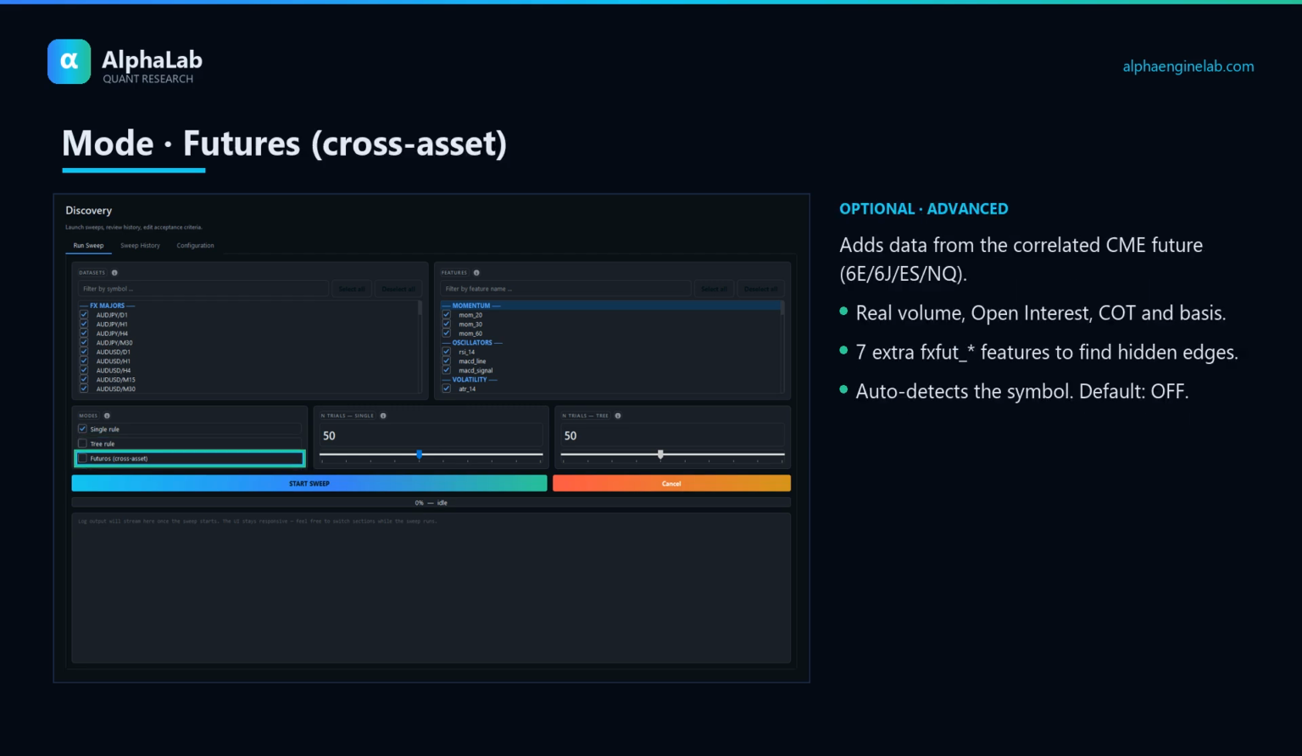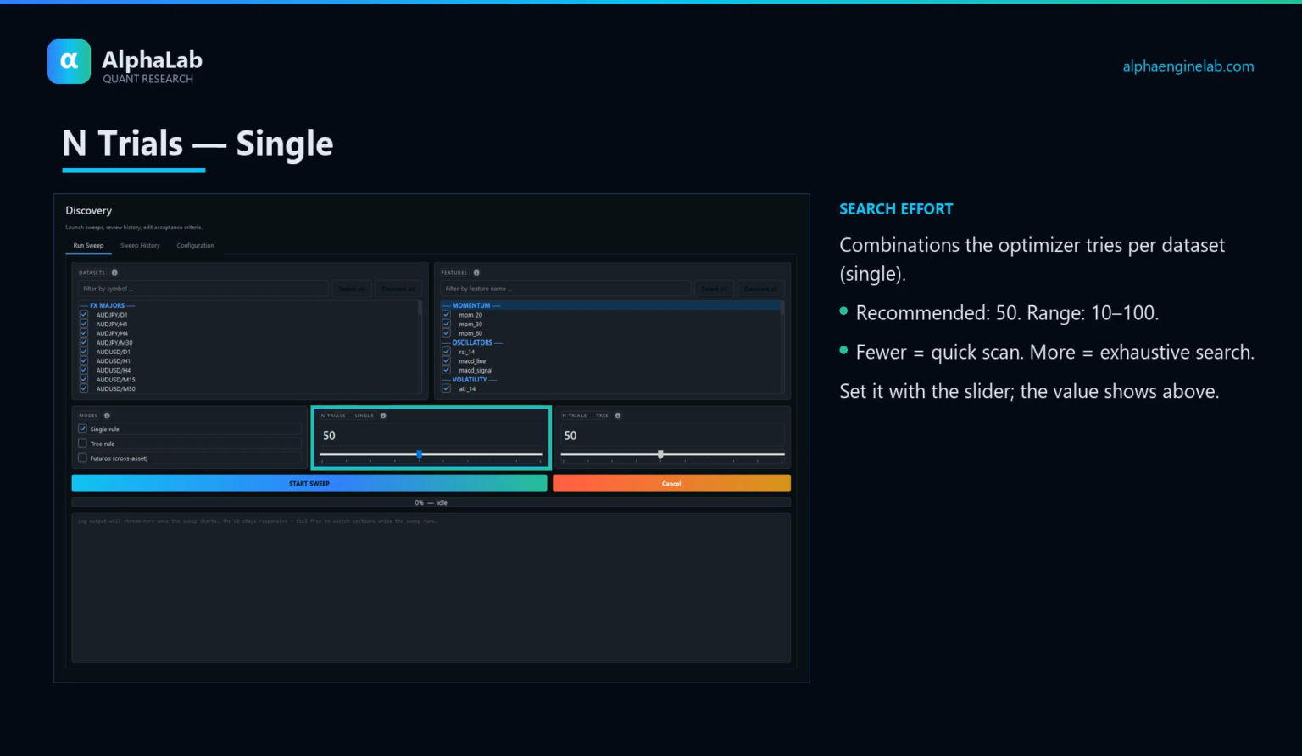The Futures cross-asset box is optional and advanced. FX and its CME futures are 95% correlated, but the futures carry data FX doesn't have: real volume, open interest, COT positioning, and term structure. When you enable it, the search adds 7 features derived from the correlated future to find edges that price alone cannot see. It auto-detects the symbol. Today the beneficiaries are Eurodollar, Dollar Yen, S&P 500 and Nasdaq. The rest are ignored gracefully. It's off by default.